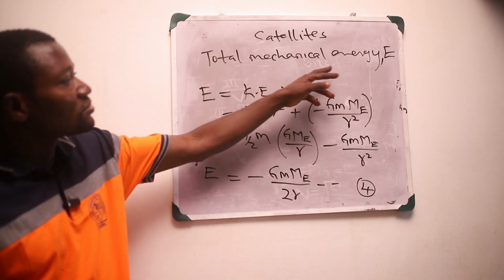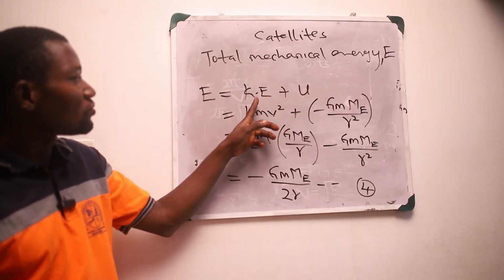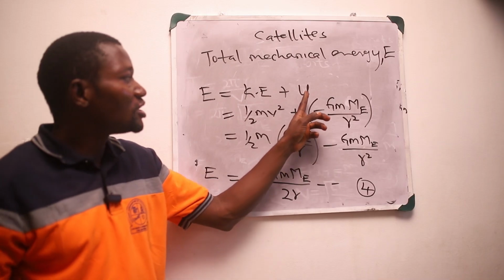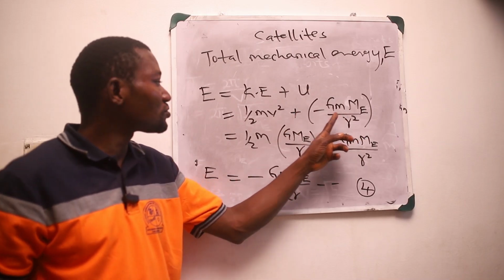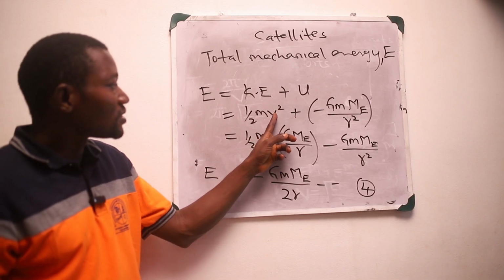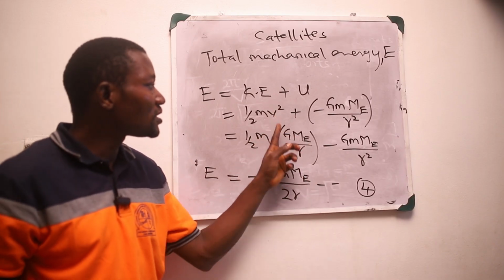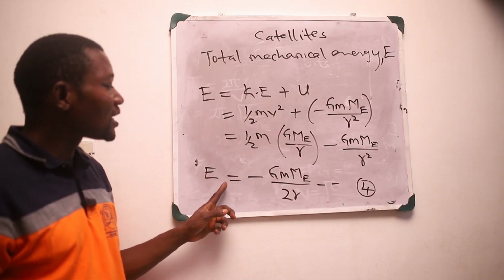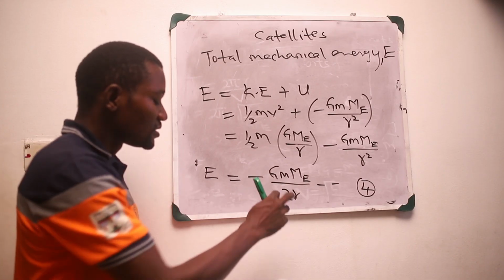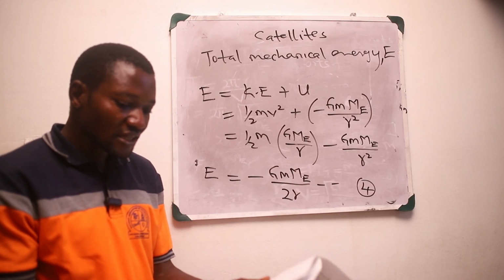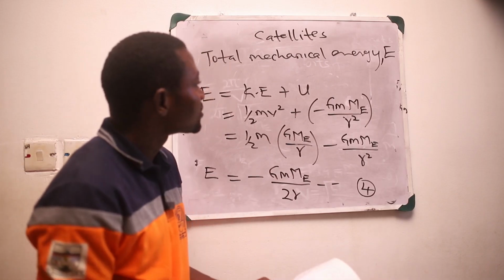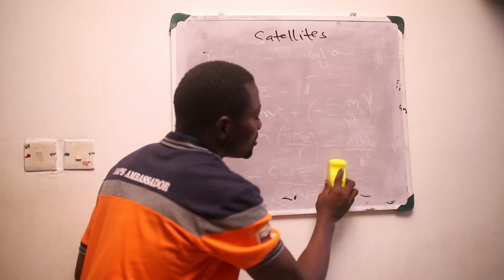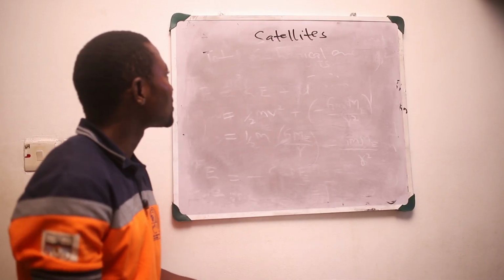So we started with total mechanical energy of a satellite launched into space, equal to kinetic energy plus potential energy, and kinetic energy is given by this. The potential energy we are talking about is the gravitational potential energy. Our V, the velocity, has earlier been gotten as our equation 3, so if we substitute here and simplify, we'll have that the total mechanical energy of the satellite is given by this expression. So let's solve an example where we can use the equations derived.